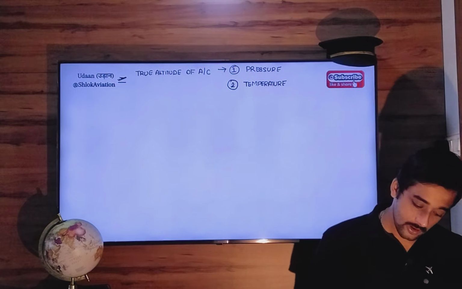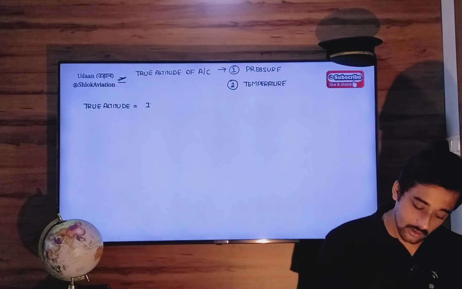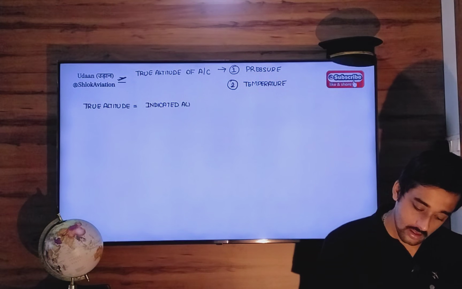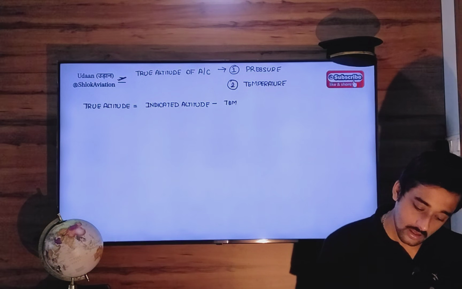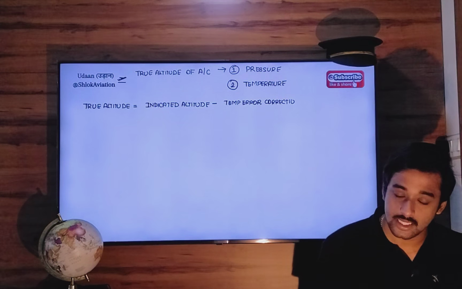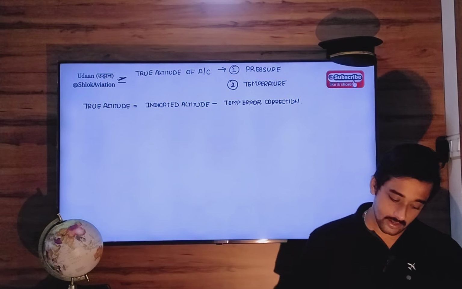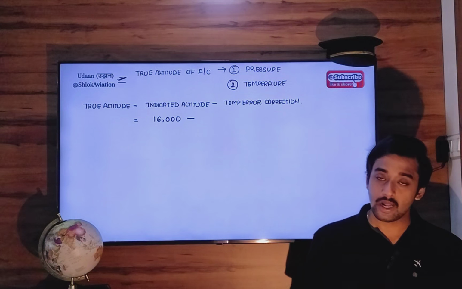Now the true altitude of your aircraft will be equal to indicated altitude minus temperature error correction. Since you are flying in cold air mass, colder than ISA air mass, the true altitude of your aircraft will be less than the indicated altitude. Correct? So indicated altitude is 16,000 feet minus temperature error correction.